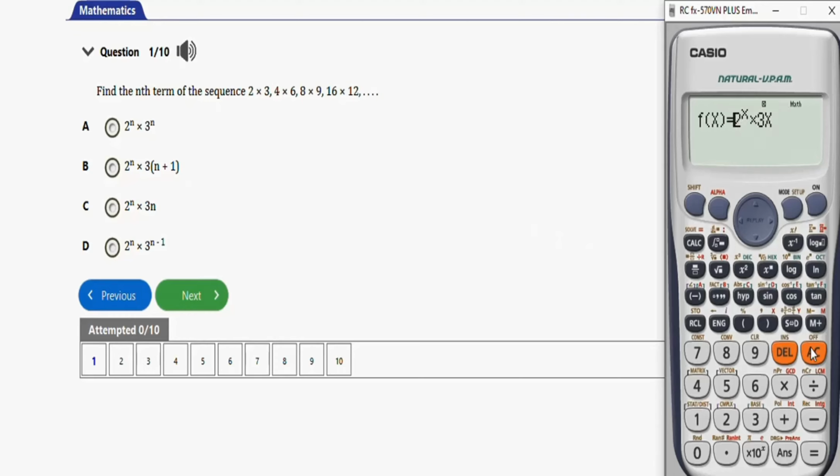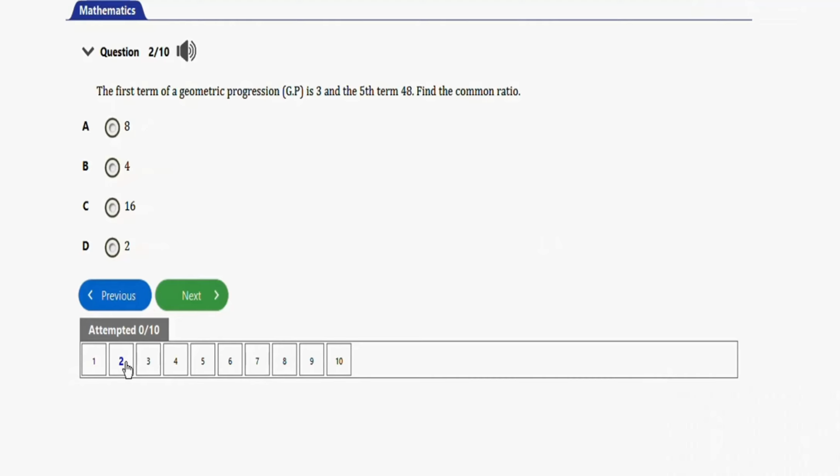So we're making progress. Let's remove this and solve question 2. So let's go to question 2. It says the first term of a geometric progression is 3 and the fifth term is 48. Find the common ratio. So let's do the calculator again.